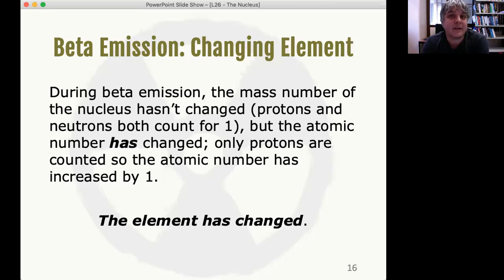But that means the element has changed. So beta decay will cause one element to turn into another. It'll turn into one with an atomic number of 1 greater than it started with.